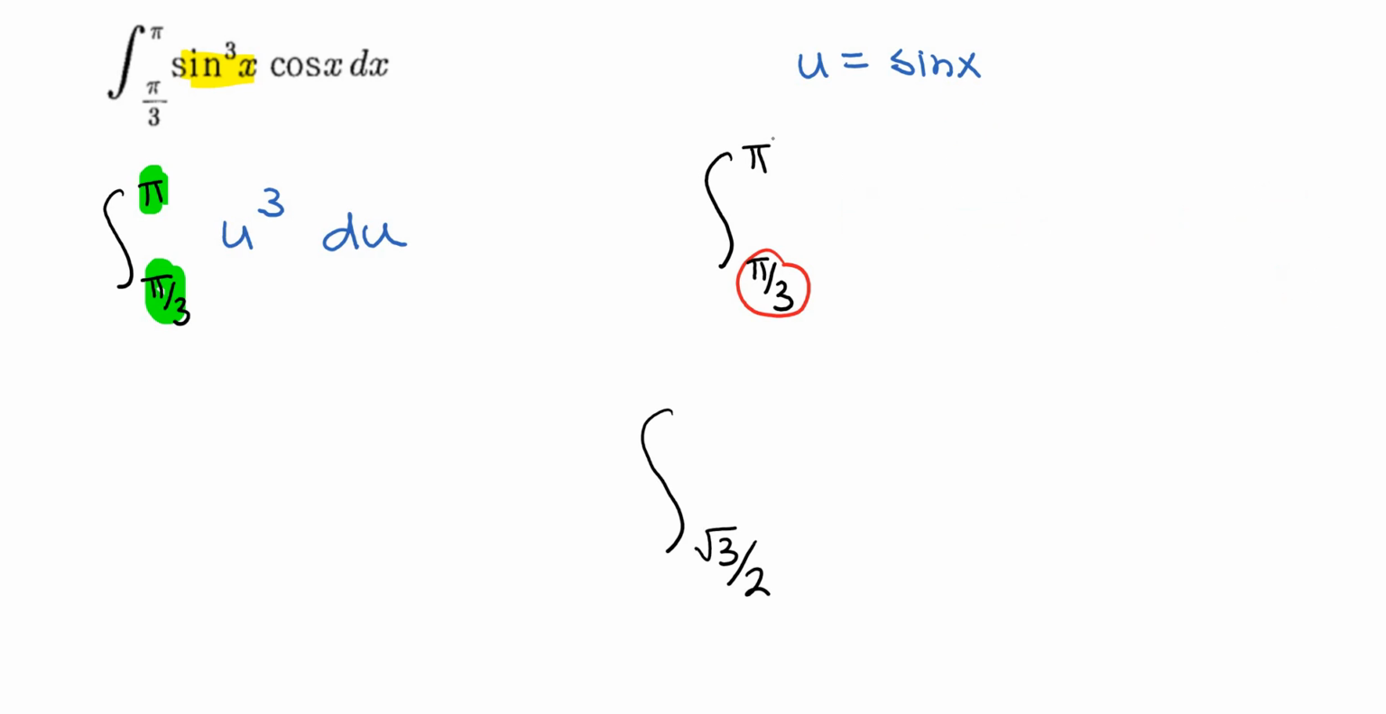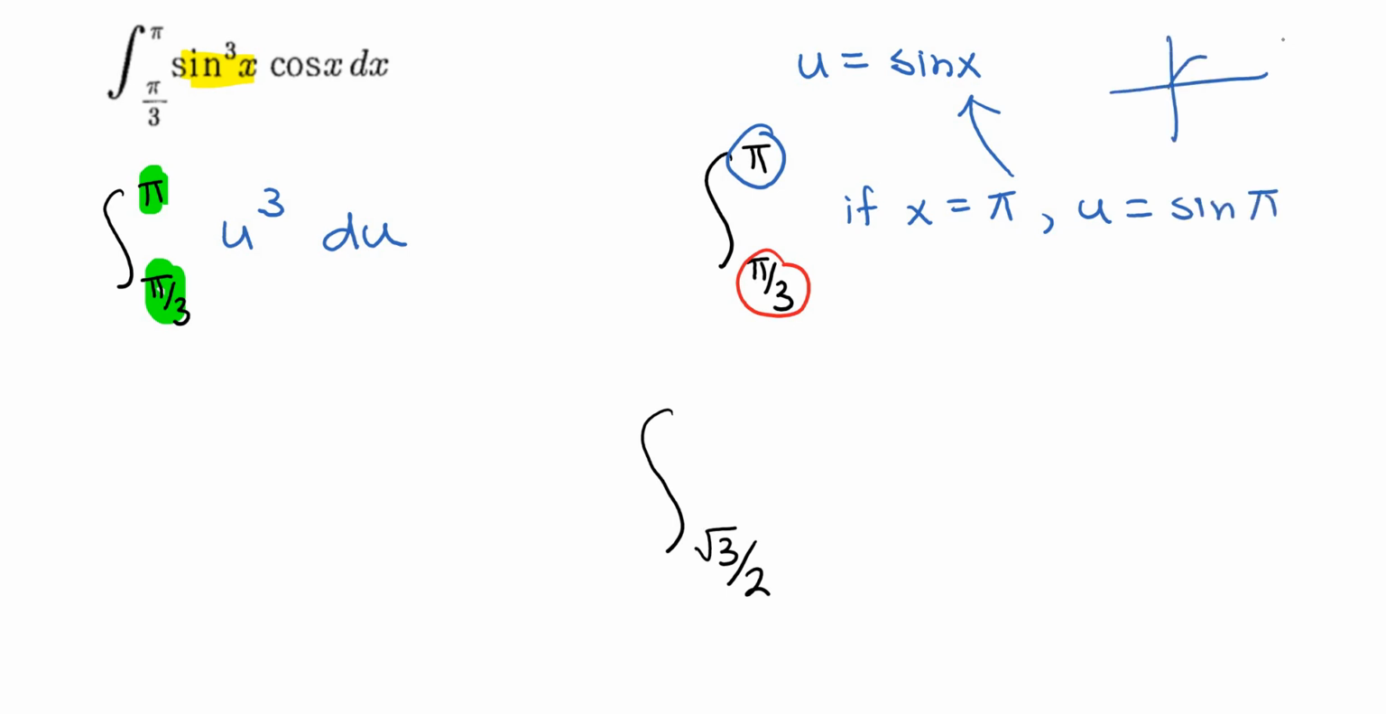And let's go ahead and go for my upper boundary now. So if x equals pi, then u would equal sine of pi. And sine of pi, if you think about the graph, pi is right there, so that means u would equal 0. So that is my new upper boundary.